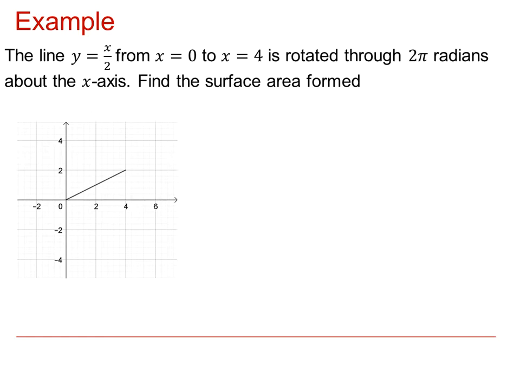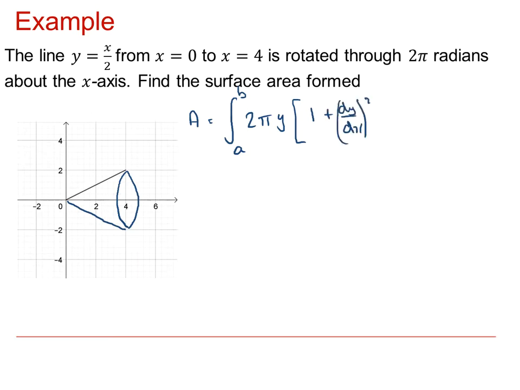Here we have a straight line which is y equals x over 2, which is going to be rotated about the x-axis to produce a cone, and we're going from x equal to 0 to x equal to 4. So we're going to calculate the surface area of this cone using calculus. The area will be equal to the integral from a to b of 2 pi y, and then inside the square root is 1 plus dy by dx all squared, dx.